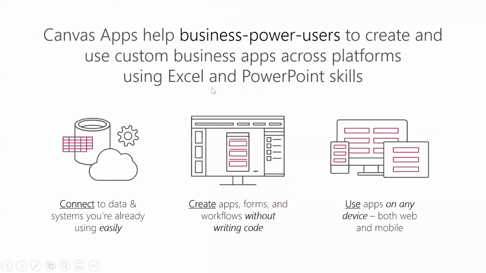So there are two types of Power Apps: one is Canvas apps, and the other is model driven apps. So what are Canvas apps? Canvas apps help business power users build custom business apps across platforms using Excel and PowerPoint skills. Like, if you are working, you will be filling the timesheet in your companies, or giving updates to your manager or team lead. You can do these things with the help of a Power App. You can simply type your message, or update the tracker that is maintained by your team lead to track the progress of the project. So we can do a lot of things with Power Apps.